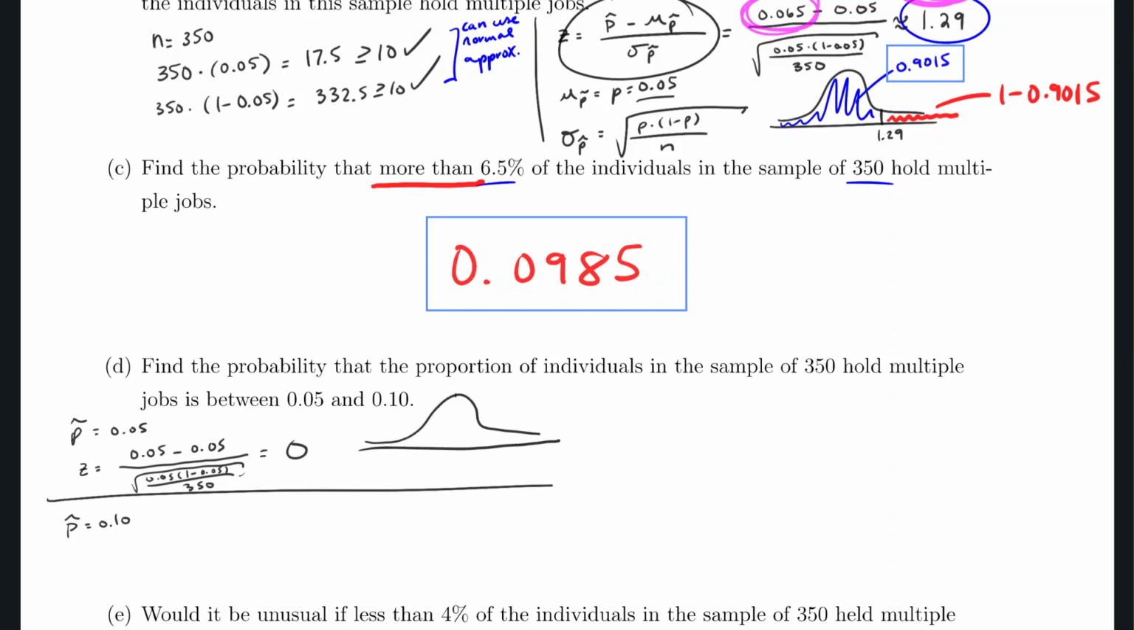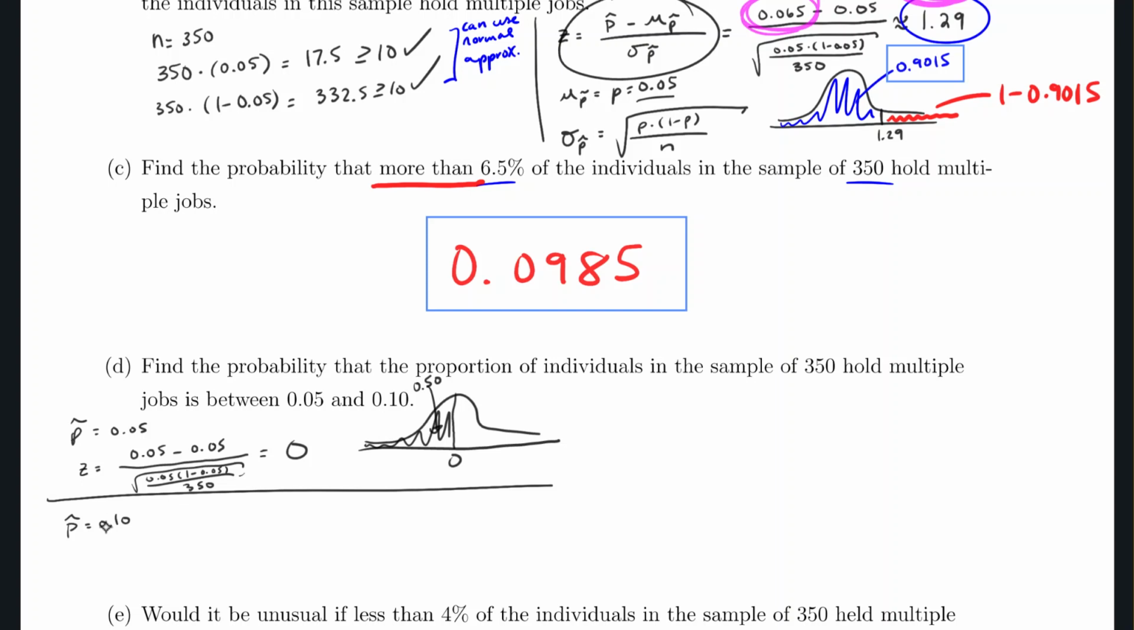Where is 0? It's exactly at the middle of the curve. And I don't even have to look at the cumulative normal chart because I know the entire standard normal curve has an area of 1. So half of that is 0.5. So the area to the left of this is 0.5. We could also see that in the chart if we wanted to.